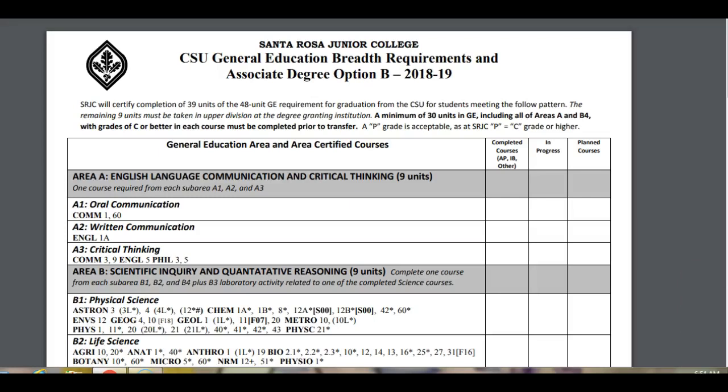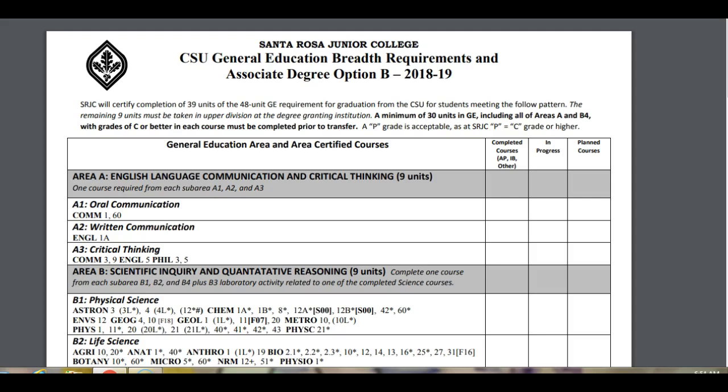All right, so I'm going to go ahead and go over the CSU General Education requirements. If you were to come in and see a counselor at SRJC, this would be the yellow form that you would be given. You can use the CSU GE to meet the general education requirements for a CSU campus. You can also use it to meet the requirements of an associate's degree at SRJC.